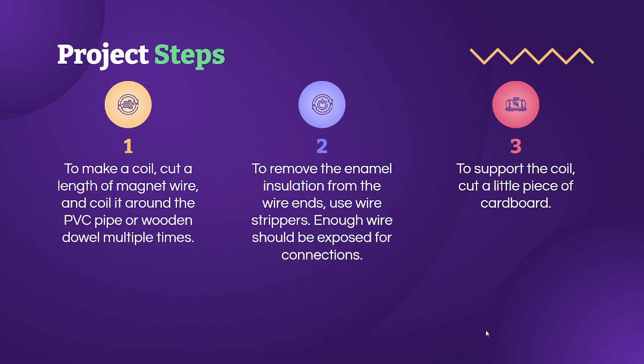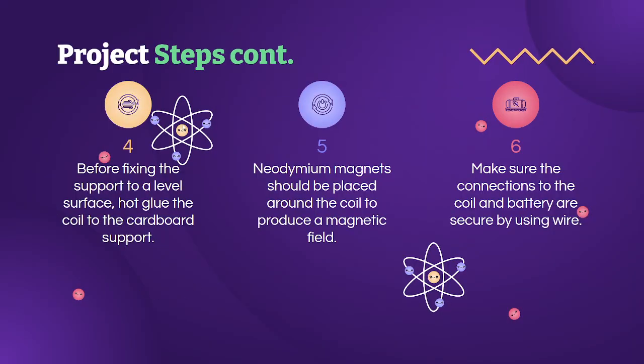And the support section is to make sure that you use a piece of cardboard. That's going to make everything stable for the experiment. Again, hot glue and the cardboard to make sure it's stable. Magnets need to be placed around the coil to produce a magnetic field. These magnets you can find on Amazon. I found them for like $5 and I got like 20 of them. Very strong and it's a cool effect.